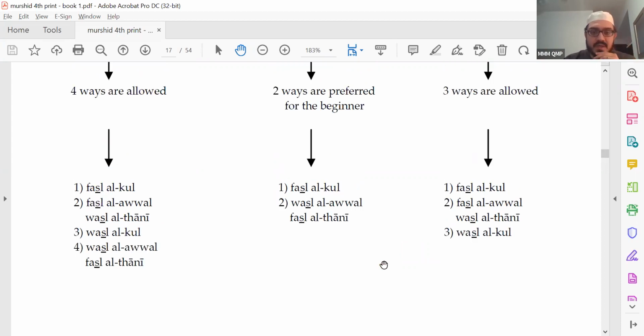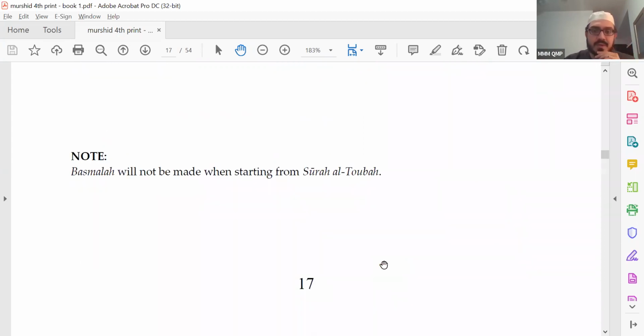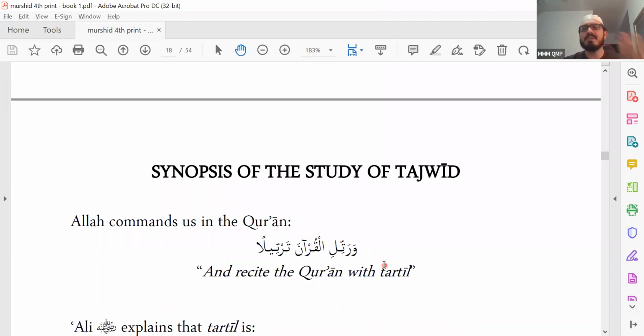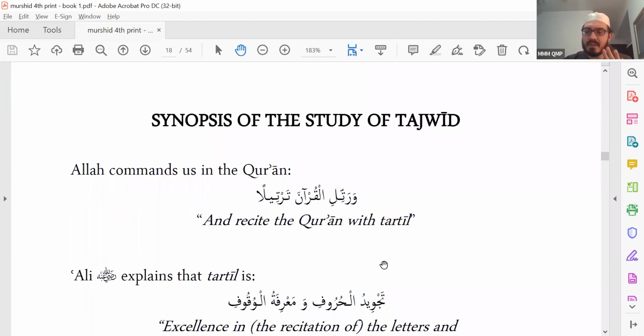Anyway, so we're going back to Tajweed here. This is a nice summary. You can refer to it. What's the synopsis of the study of Tajweed? I'm just going to do this and then we're going to stop and go and work on the exercises, inshallah.